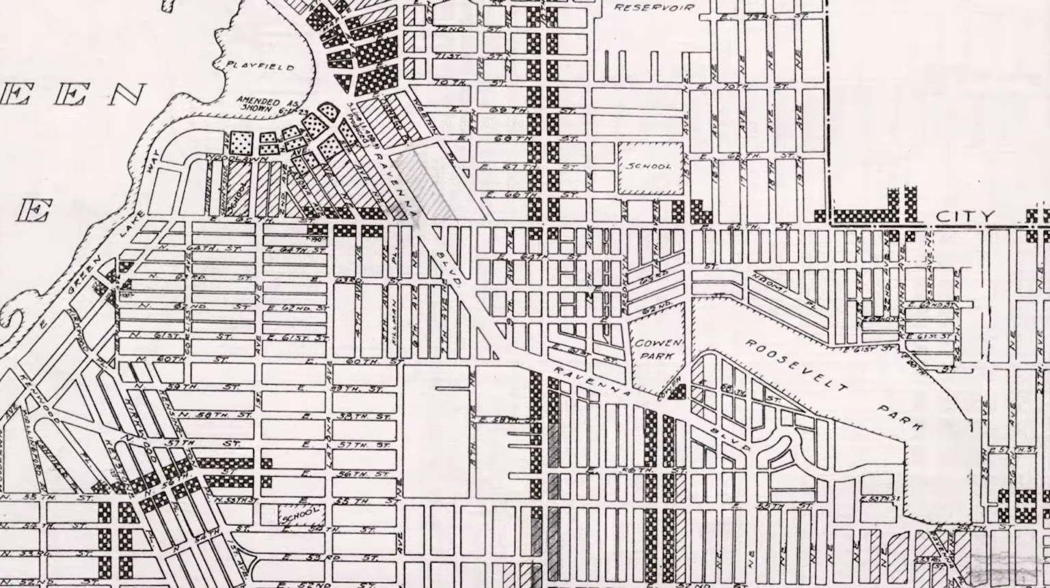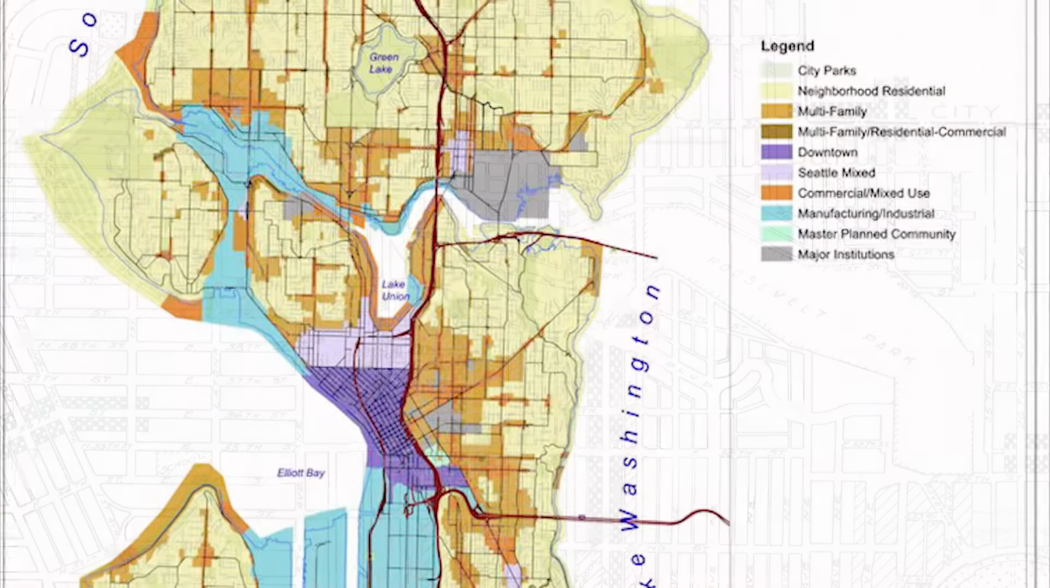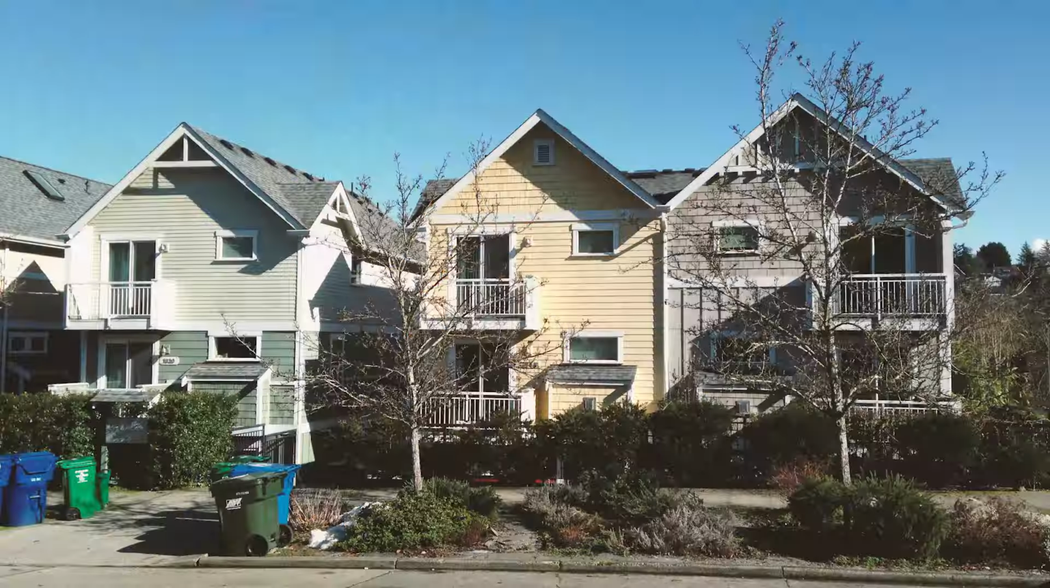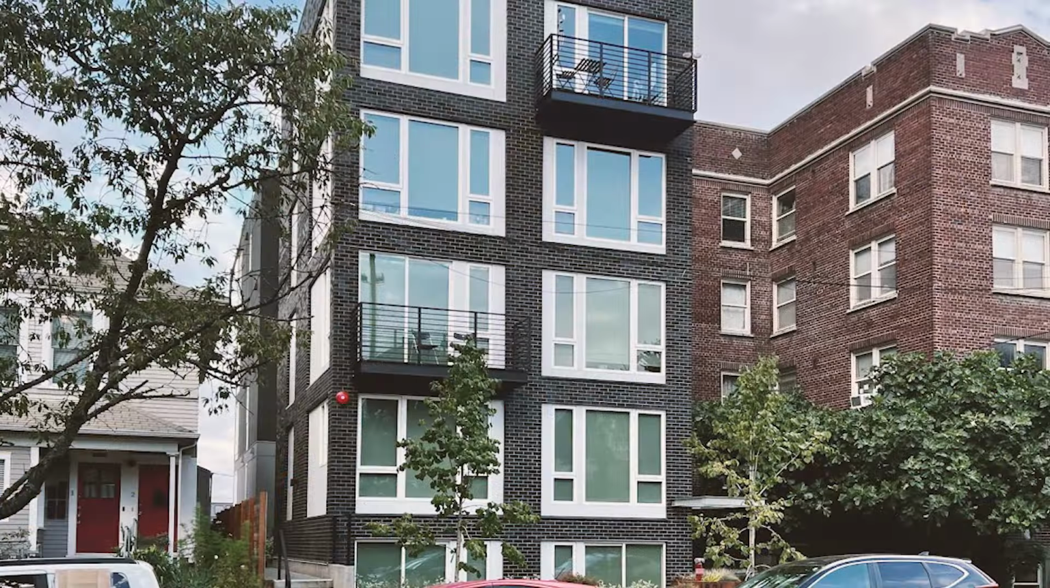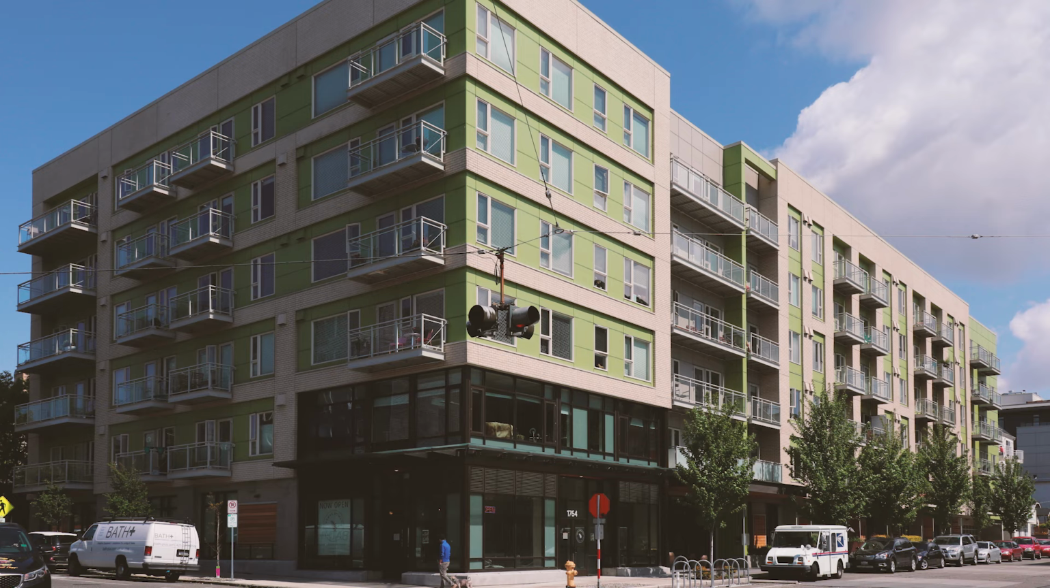First, what is a zoning map? Zoning is the set of rules that governs how land can be used and what type and form of development can occur in a given area. Zoning determines where housing is allowed throughout Seattle, and in the areas where it is, how much and what type of housing can be built.